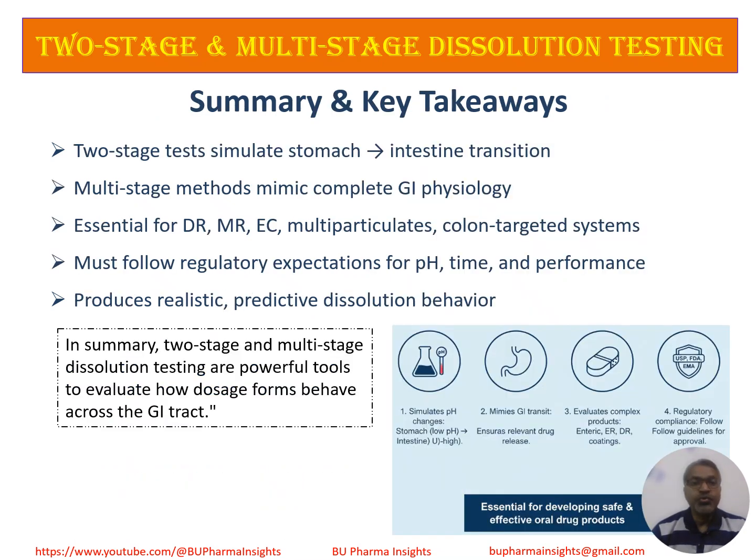In summary, two-stage and multi-stage dissolution testing are powerful tools for evaluating how dosage forms behave across the GI tract. Two-stage tests simulate the stomach to intestine transition. Multi-stage methods mimic complete GI physiology. These approaches are essential for delayed release, modified release, enteric-coated, multiparticulate, and colon-targeted systems. They must follow regulatory expectations for pH, exposure time, and performance criteria. When done correctly, they deliver realistic and predictive dissolution behavior.